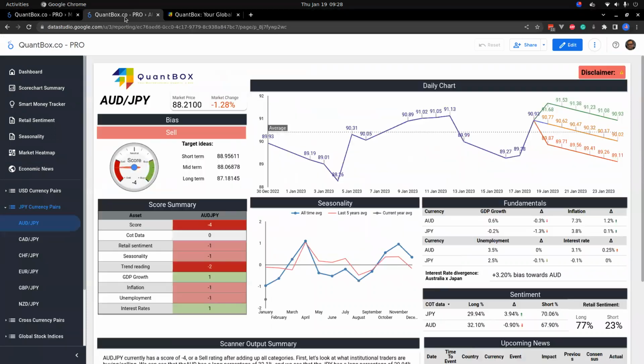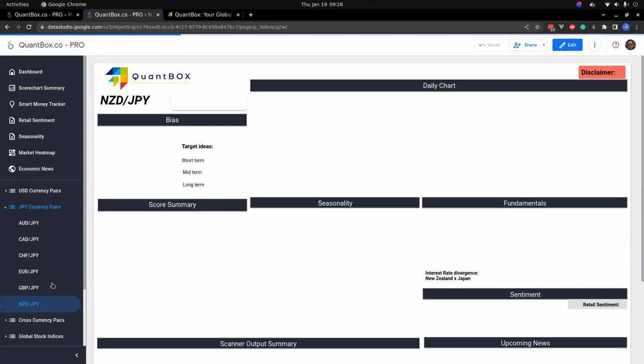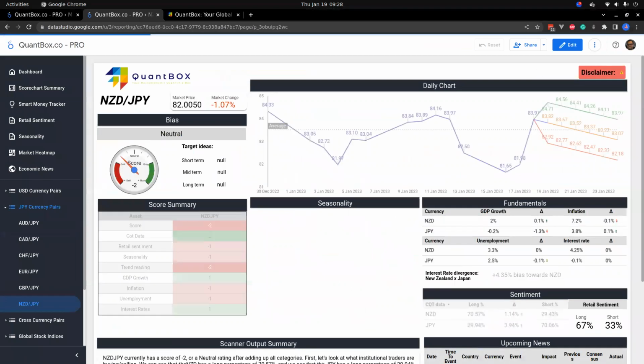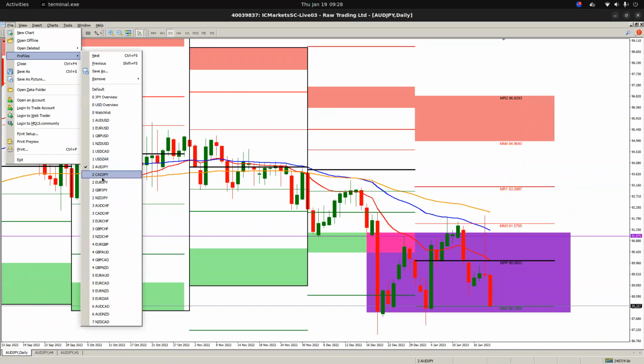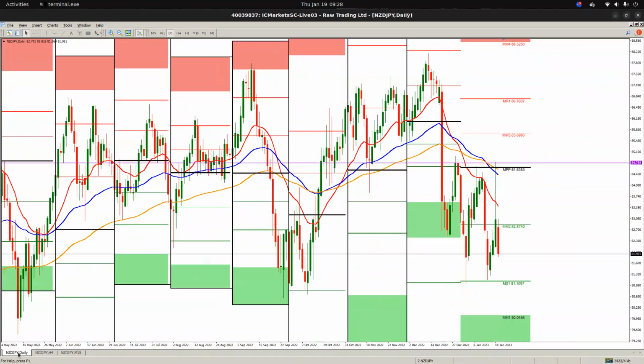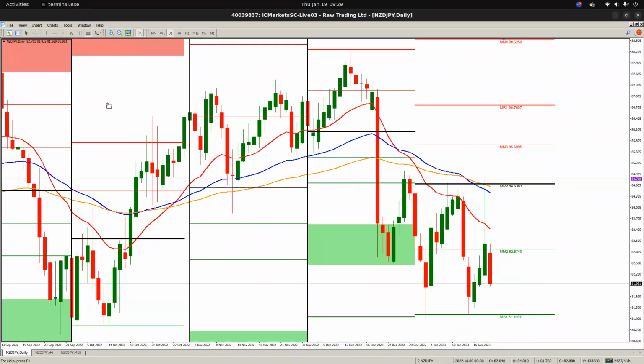Kiwi Yen currently neutral. Let's take a look. Kiwi Yen. Okay. Daily. Let's trap this.